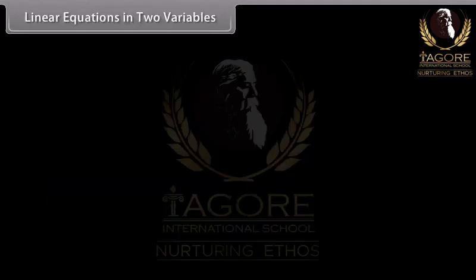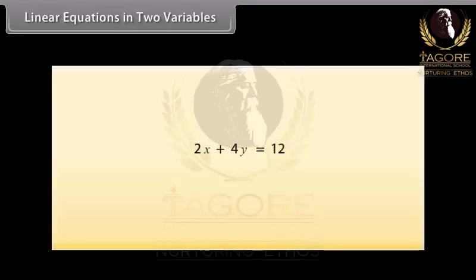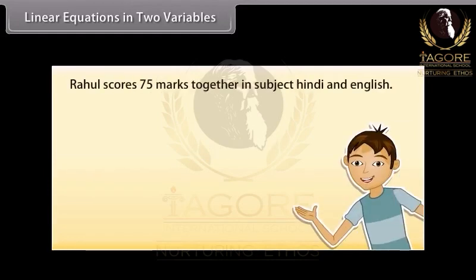Linear equations in two variables. A linear equation can have more than one variable. Here we'll study linear equations in two variables. Let's take an example. Rahul scores 75 marks together in the subjects Hindi and English. Now how can we express this information in the form of an equation?